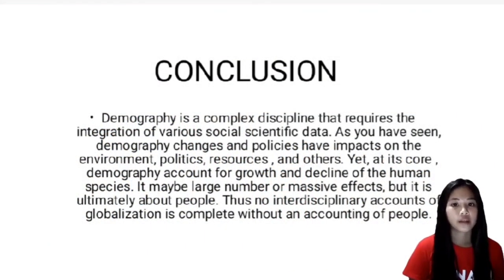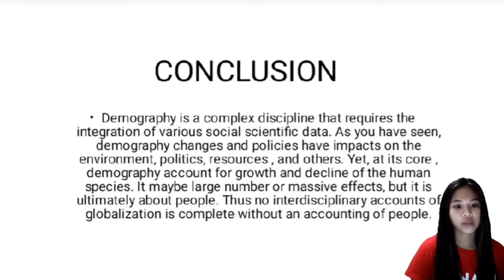Conclusion. Demography is a complex discipline that requires the integration of various goals and social scientific data. As you have seen, demographic changes and policies have impact on the environment, politics, resources, and others. Yet, at its core, demography accounts for growth and decline of the human species. It may be about large numbers or massive effects, but it is ultimately about people. Thus, no interdisciplinary account of globalization is complete without an accounting of people.